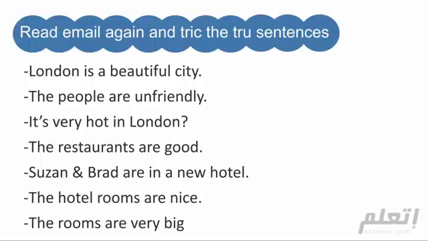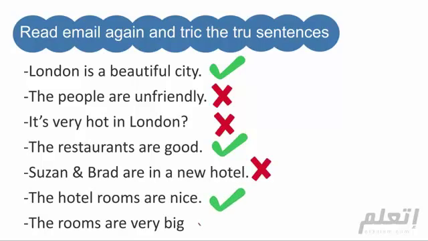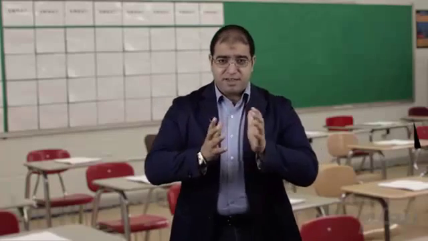Now let's check. London is a beautiful city. True. The people are unfriendly. False. It's very hot in London. False. The restaurants are good. True. Susan and Brad are in a new hotel. False. The hotel rooms are nice. True. The rooms are very big. False. Okay. That was an amazing exercise.